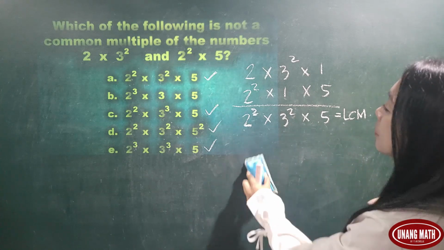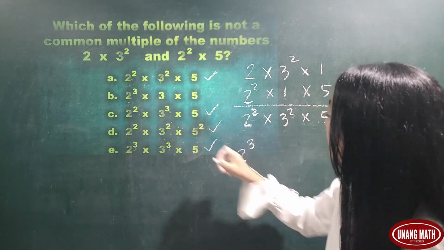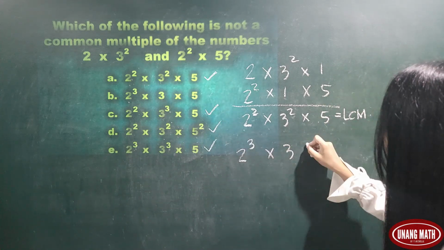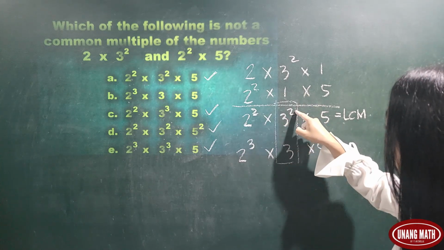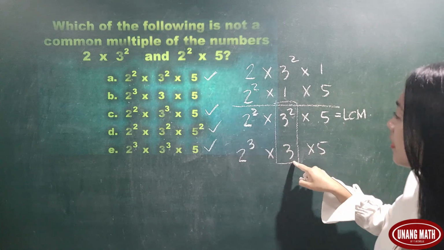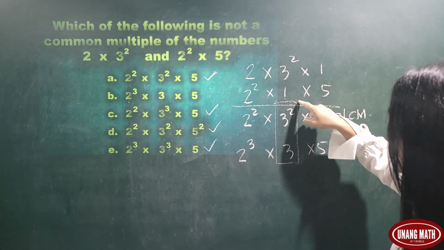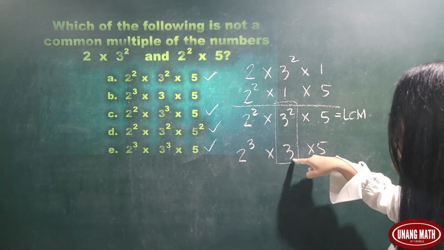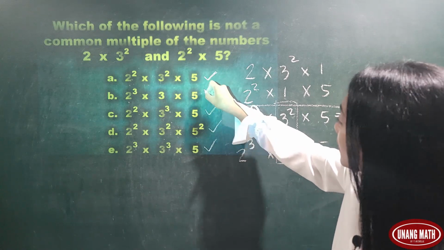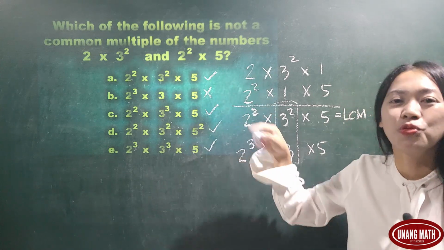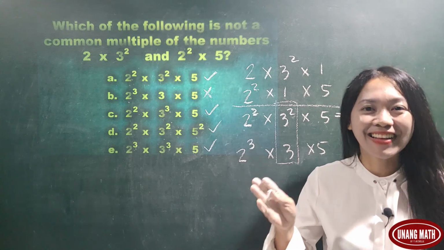Okay, now let's go to letter B. This is 2 raised to the power of 3 times 3 times 5. If you take a look at this, 3 squared is in the LCM, and then in option B, this one is 3. So from 3 squared, it became 3. So it means letter B is not a common multiple of these two numbers because remember, multiples are increasing, not decreasing.